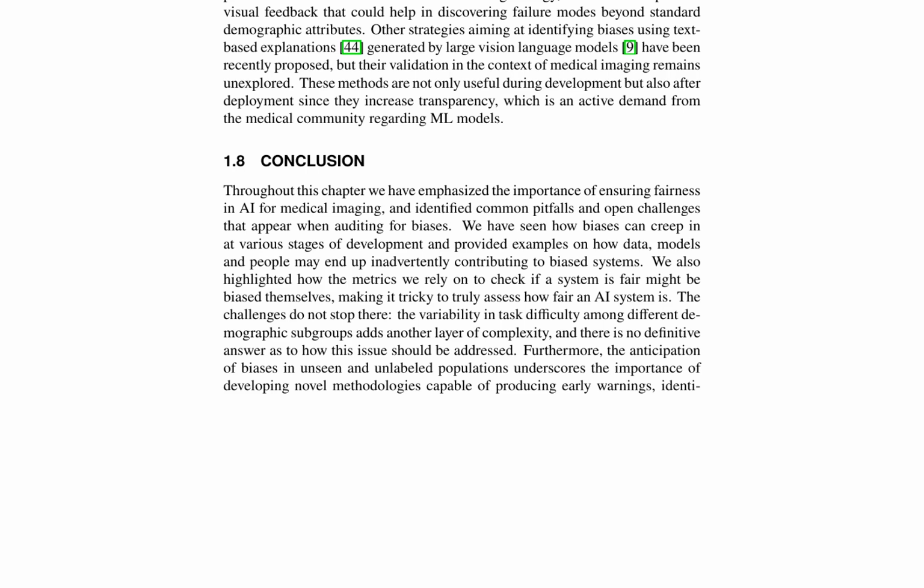Ensuring fairness in AI for medical imaging is crucial, and common pitfalls and open challenges must be addressed. Biases can creep in at various stages of development, and metrics used to check fairness might be biased themselves. The variability in task difficulty among different demographic subgroups adds complexity, and there is no definitive answer as to how this issue should be addressed. Novel methodologies capable of producing early warnings and identifying biases in unseen and unlabeled populations are essential.